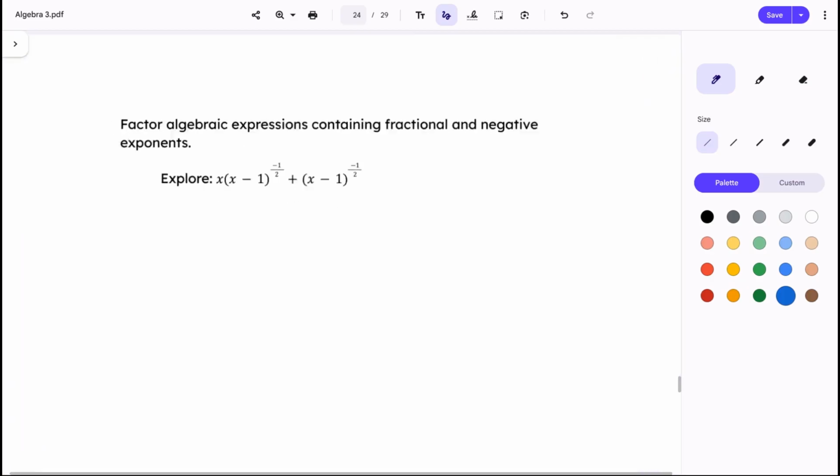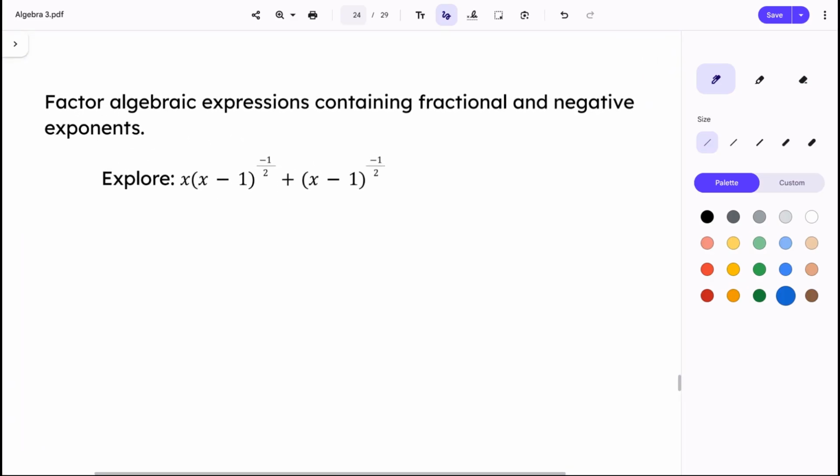Okay, I've got one more problem here, and this one takes our factoring methods but also applies those exponents we've seen in the past where they're fractions, and how we deal with this. On this one, I'm noticing that both of my pieces have x minus 1 raised to the negative 1/2 power. So I'm going to start by using my GCF method.